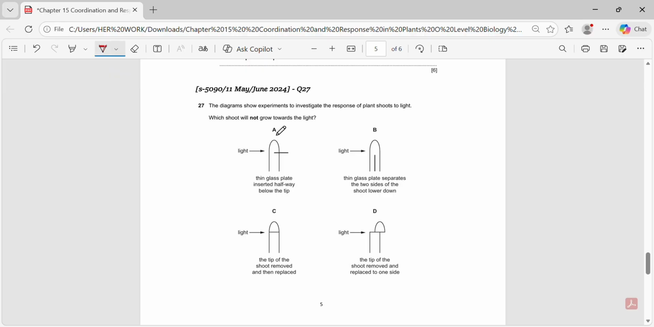So A is the correct answer because the thin glass plate inserted just below the tip blocks the sideways movement of auxin to the shaded side. Since auxin cannot redistribute properly, an equal cell elongation does not occur, so the shoot will not bend towards the light.